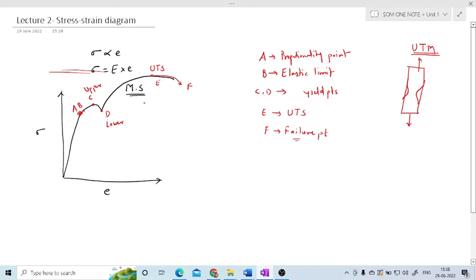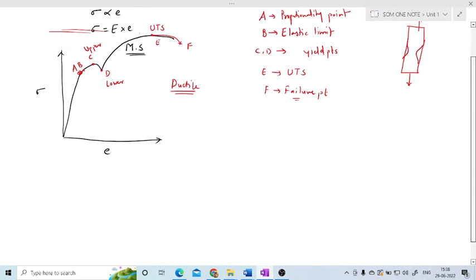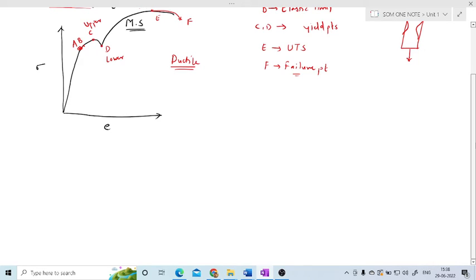And this diagram is for ductile material, meaning the material that we have selected here, mild steel, is a ductile material. So normally we draw this diagram for the ductile material. Now in some examinations, along with this diagram, they ask to draw the stress strain diagram for ductile material and for brittle material. Sometimes it is asked.